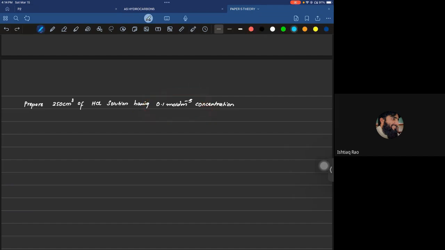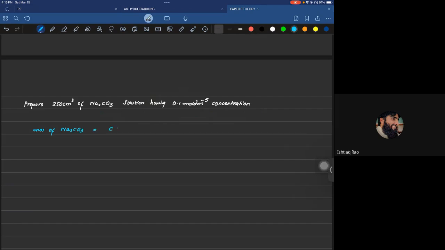Let's suppose this is not HCl, to make it simple, this is sodium carbonate, Na2CO3. First of all, I would be calculating the moles of sodium carbonate.